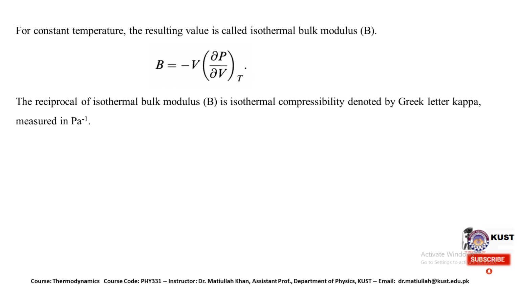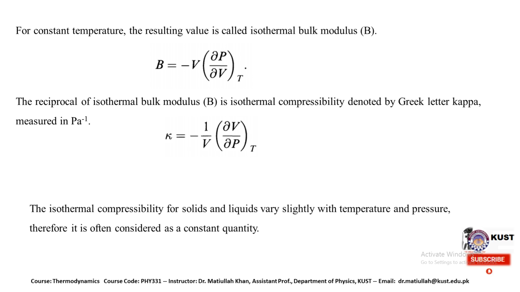when the temperature is kept constant. If we consider the reciprocal of the bulk modulus, that is an interesting physical property called isothermal compressibility, represented by the Greek letter kappa and measured in inverse Pascal. So kappa is equal to minus 1 over V, change in volume with respect to pressure when the temperature is constant.